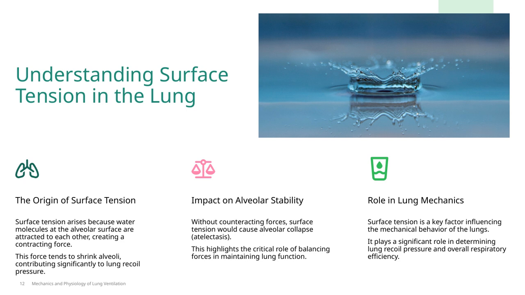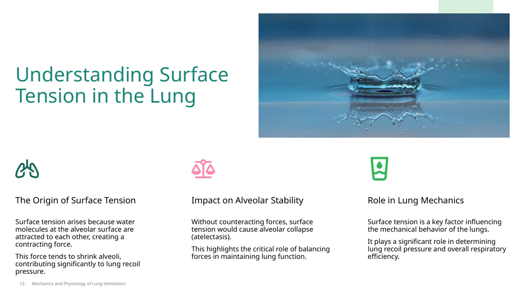Now, where does surface tension come from? It arises because water molecules at the alveolar surface are attracted to each other, creating a contracting force. This force tends to shrink the alveoli and plays a major role in lung recoil pressure, which is the force that helps the lungs return to their resting volume after inhalation.